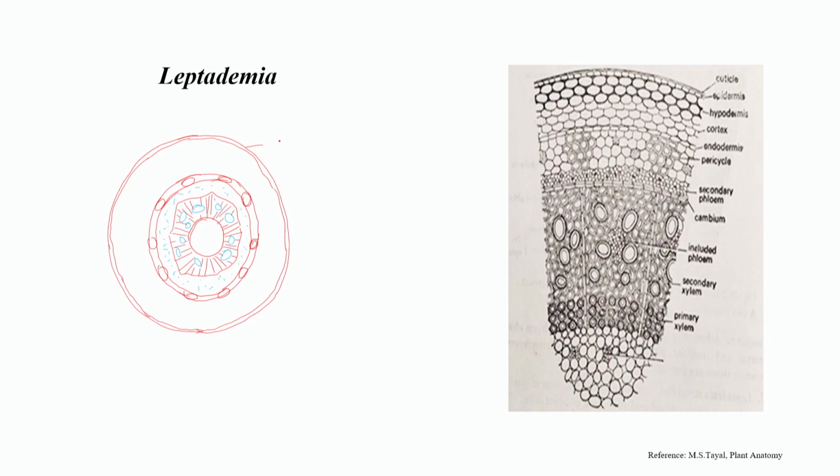Okay, let's label it. This will be epidermis. Then you will have cortex. Hypodermis may also be present, and if the stem is slightly older, then periderm formation could also be there. Then you will have endodermis, pericycle. This will be secondary phloem. Then this will be secondary xylem, and then this will be included phloem.